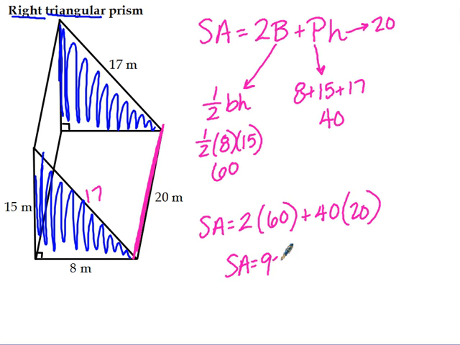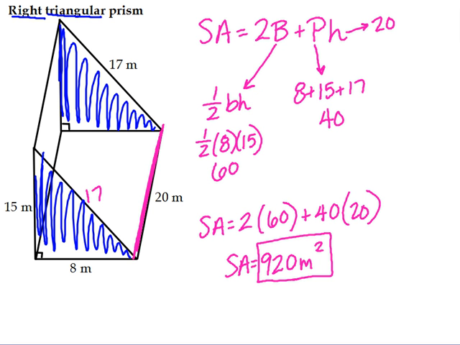And this is meters, so it's meters squared. Okay? So again, capital B changes, just like it did with volume, capital B changes to be whatever your bases are. In this instance, the bases are triangles.